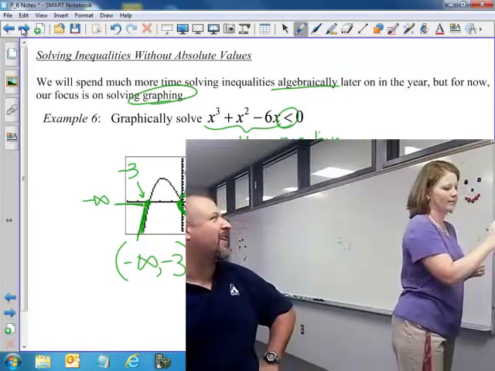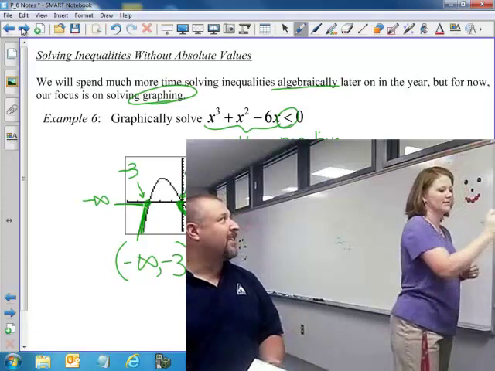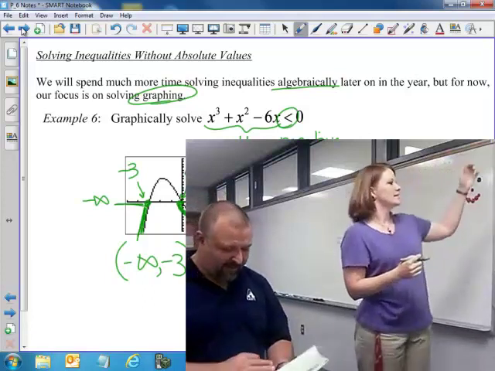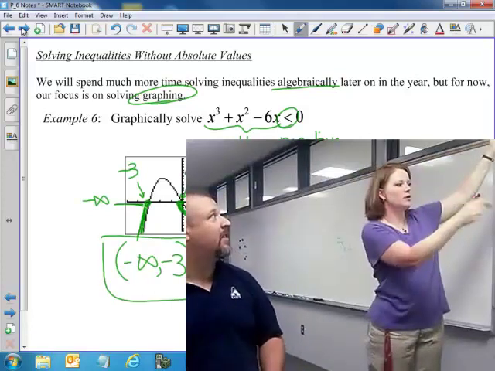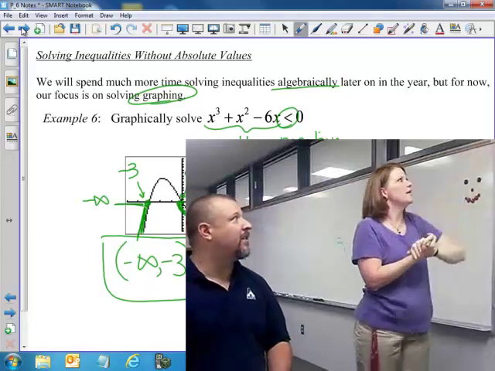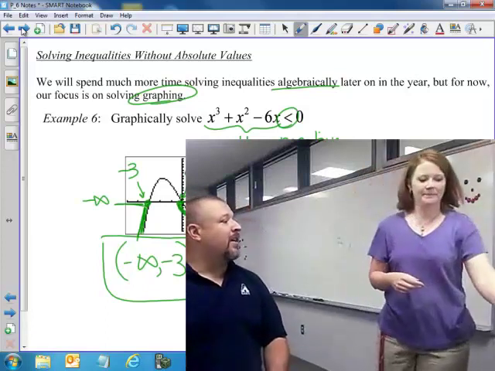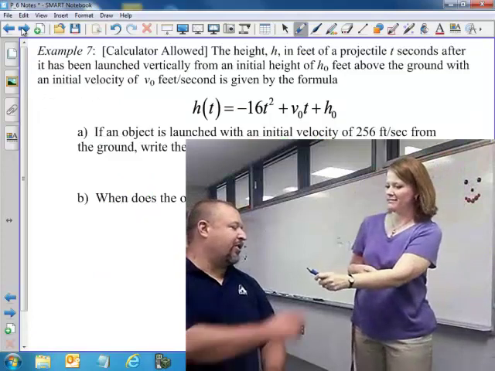From 0 to 2, and again, we're not including those because we did not have an equal to sign on our inequality. Very nice. All right, that'll do it for example 6. Okay, so we've covered some quadratics here. We've covered absolute value. One more kind of problem.